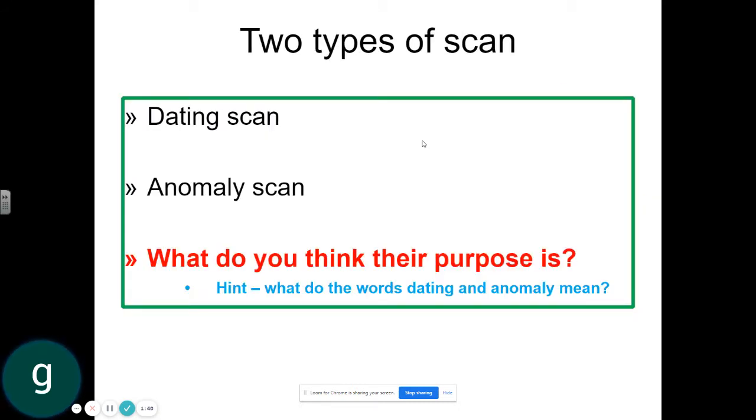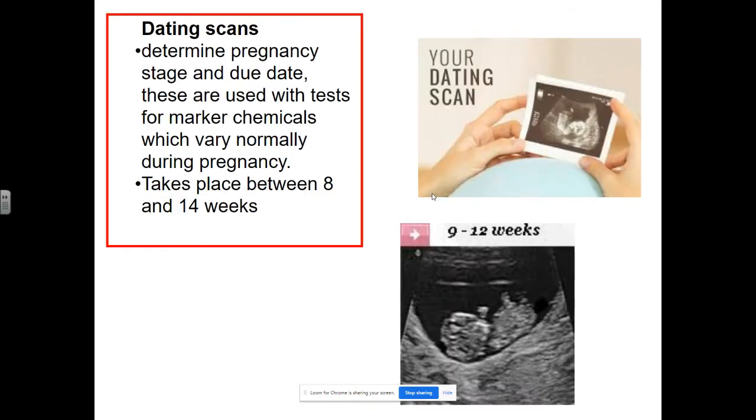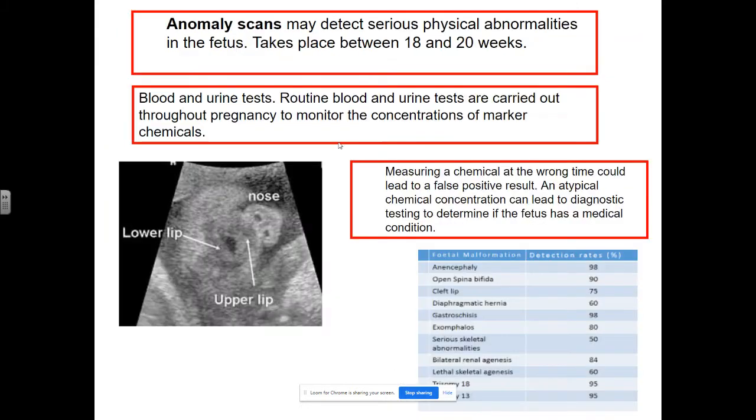There are two scans, the dating and the anomaly scan. What do you think the purpose is, just looking at the word dating and the word anomaly? The dating scan determines the pregnancy stage and the rough due date. There are certain points in the pregnancy where this is most accurate, so the dating scan would tend to happen between weeks 8 and 14. It will tell you roughly when the baby is due.